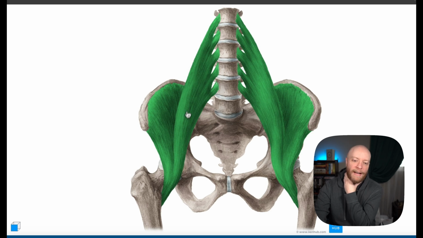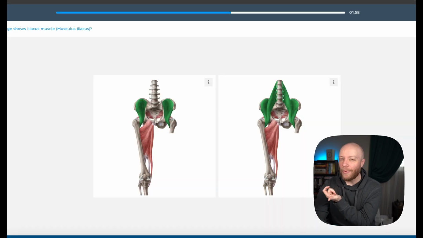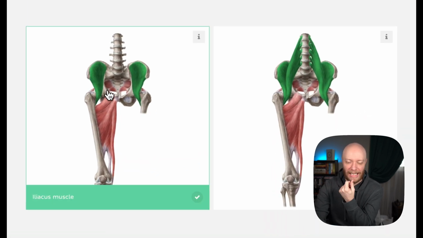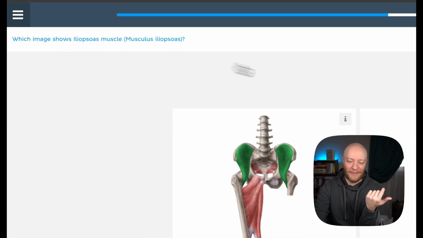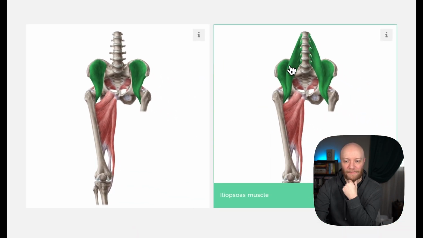So while this is definitely the psoas, and this is definitely the iliacus, when they combine, you could start really just calling them the iliopsoas, or you could think of them as two heads to one muscle. So really interesting that way, but this is going to be the iliacus. And then, which image shows the iliopsoas muscle? Well, that's going to be this one.